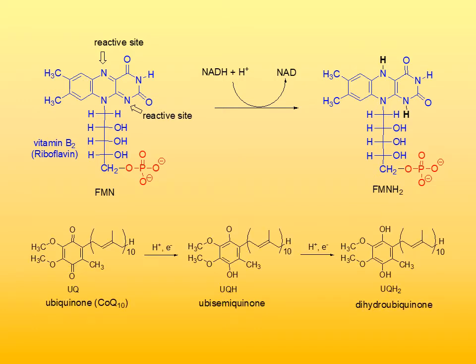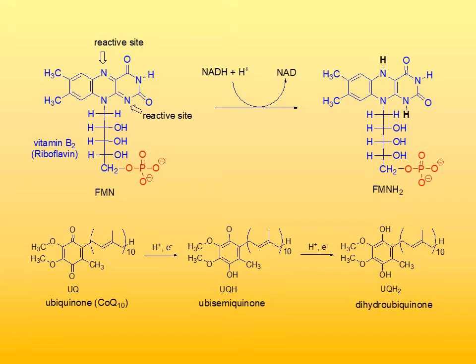Then electrons are transferred from FMNH2 to an iron-sulfur center, one electron at a time, and then they shuttle from one iron-sulfur center to another, I believe there are 7 of them, until they are finally donated to ubiquinone, UQ. They are donated 1 electron at a time, so first after donation of 1 electron, a semiquinone intermediate is formed, and after donation of the second electron, dihydroubiquinone is formed.